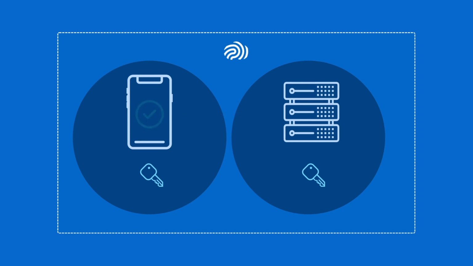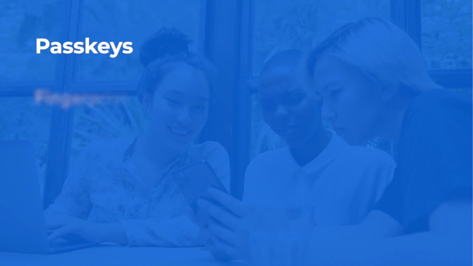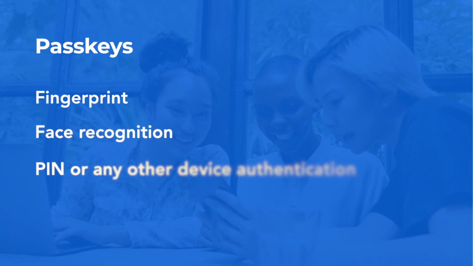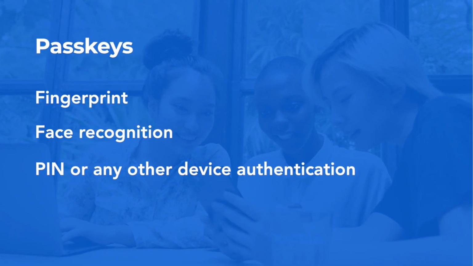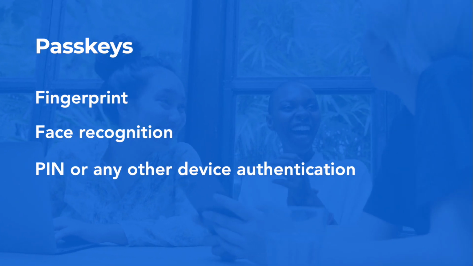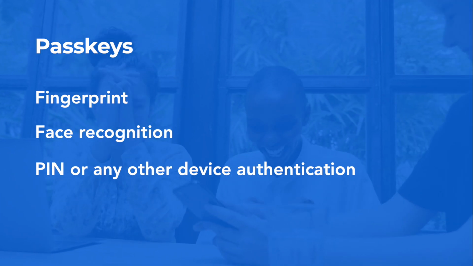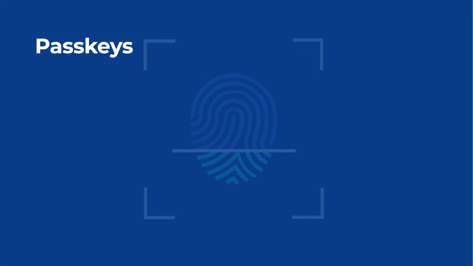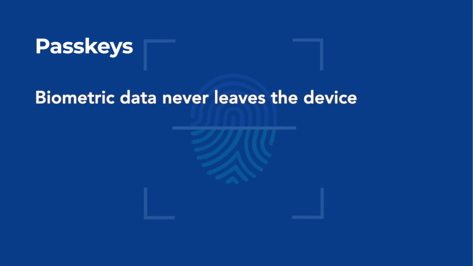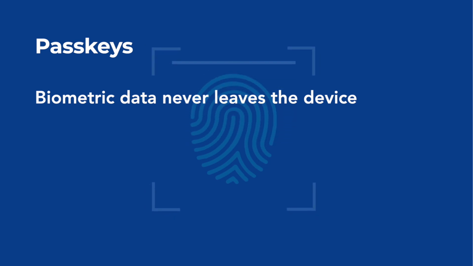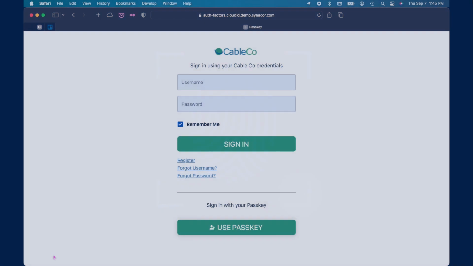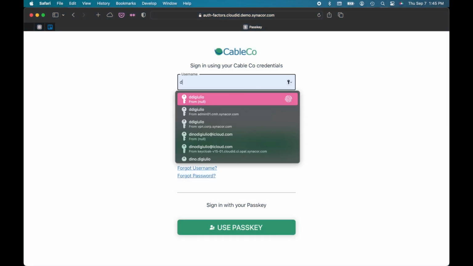Unlocking usage of a passkey is done by either fingerprint, face recognition, PIN, or any other method a device uses to authenticate a user, meaning users will utilize methods they use every day. Also, when using a passkey, biometrics data does not leave the device. Instead, it only unlocks the cryptographic exchange between the device and the server. Let's have a look at it in action.